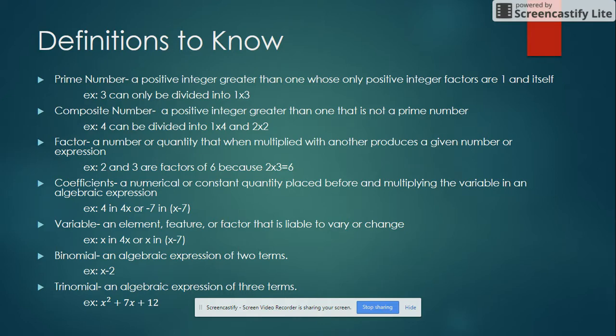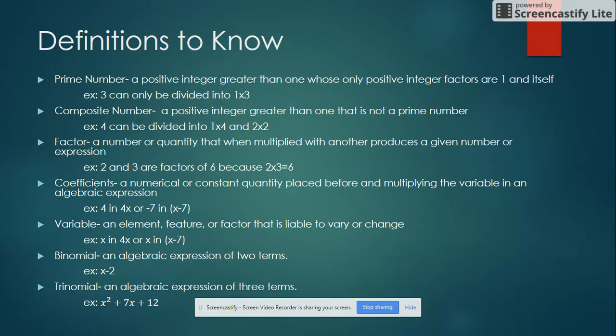A composite number is a positive integer greater than 1 that is not a prime number, such as 4. 4 can be divided into 1 times 4, and it can also be divided into 2 times 2. A factor is a number or quantity that when multiplied with another produces a given number or expression, such as 2 and 3 are factors of 6 because 2 times 3 equals 6.